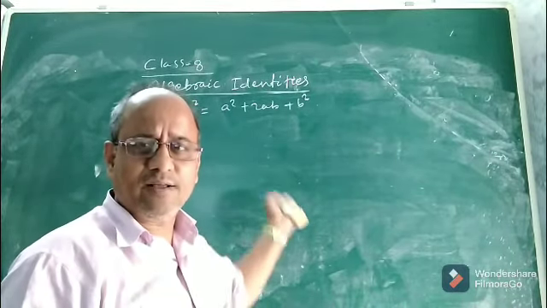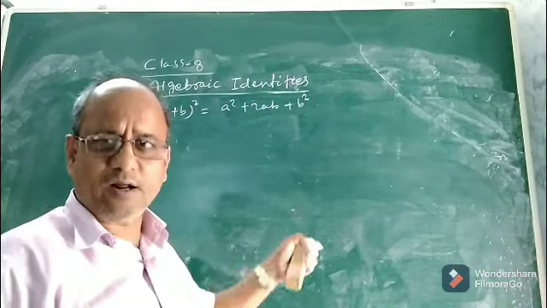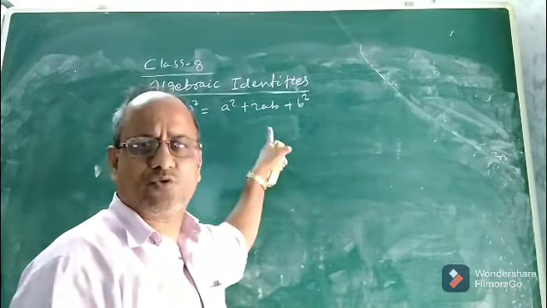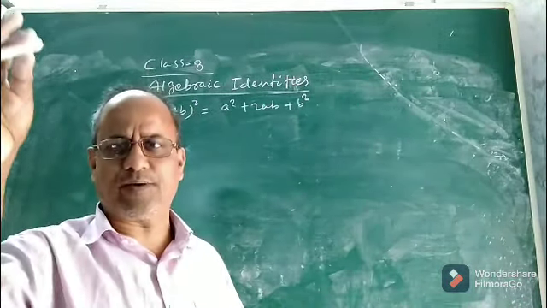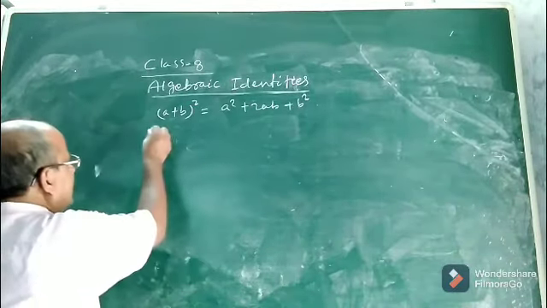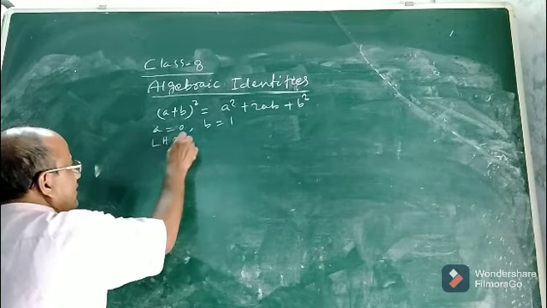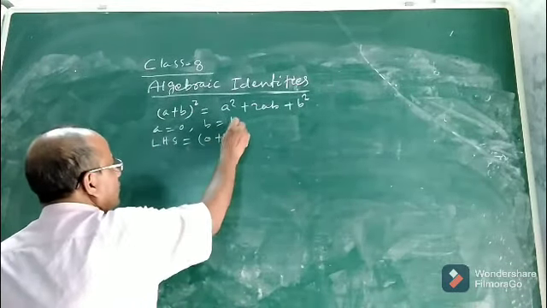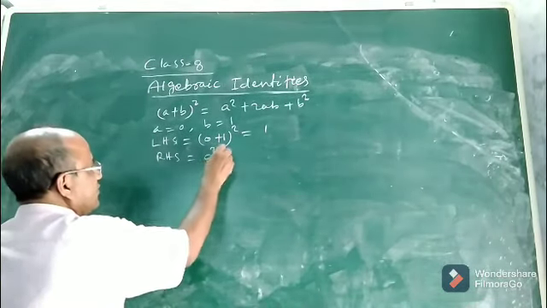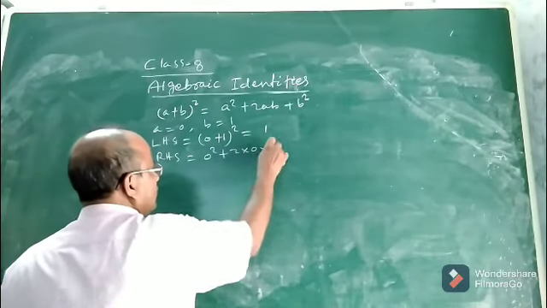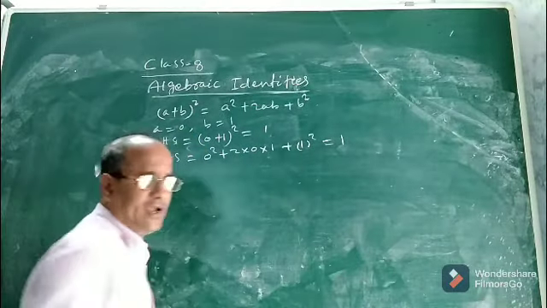Now let us verify what the variables present here are. The variables are a and b. Let us find out whether this equation is true for a fixed number of values of a and b, or it is true for all values of a and b. Take a equal to 0, b equal to 1. Find the value of LHS. It will be 0 plus 1 whole square, that is 1. And what will be the value of RHS? It will be 0 square plus 2 into 0 into 1 plus 1 square. On simplification you will get 1.